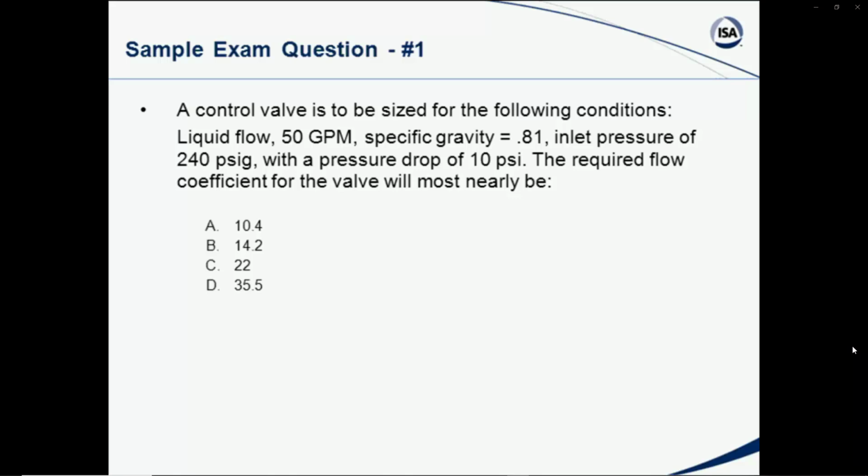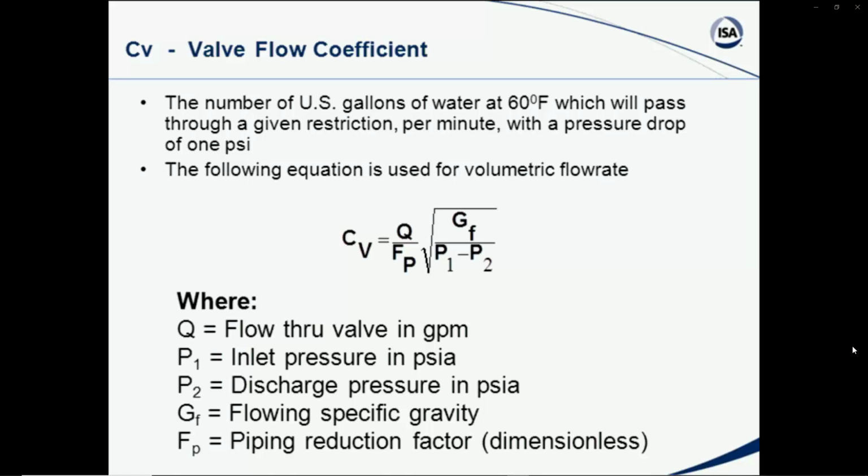Well, if we try to eliminate obvious answers, we can't do that because this is actually a calculation problem. The easiest thing is to refer back to a prior slide, the general sizing slide. C sub V is equal to Q, and we're going to ignore the F sub P at this time, times the square root of G over delta P. In our standard sizing, you plug in 0.81 for the gravity, the differential pressure we were told is 10, and the flow rate is 50.